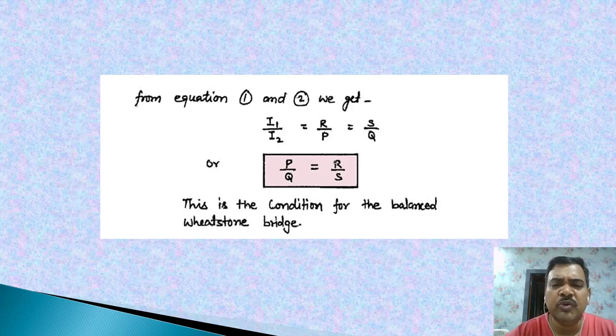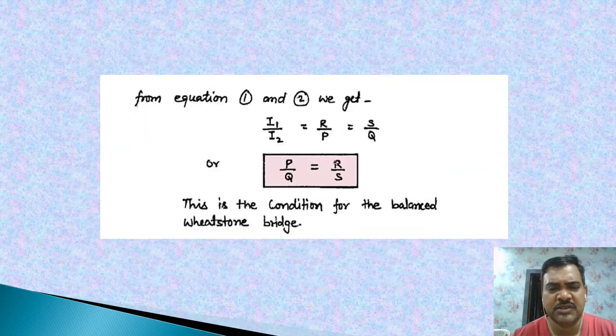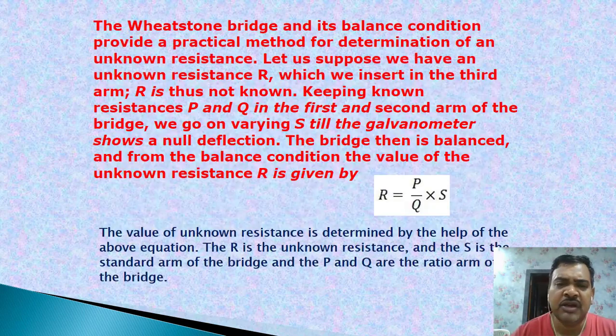From equations 1 and 2, what do we get? I1 upon I2 equal to R upon P equal to S upon Q. Or we can simply divide 1 by 2. So we get P by Q equal to R by S. This condition, P by Q equal to R by S, is the condition for the balanced Wheatstone bridge. In this condition, there is no deflection in the galvanometer.